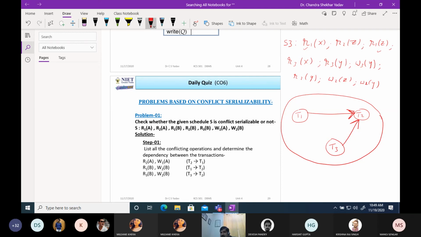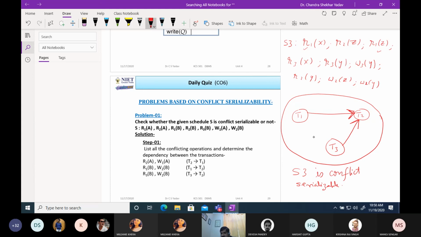See this schedule, and this is the precedence graph of this schedule. Okay. Now there is no cycle in this schedule, in this graph. So S3 is conflict serializable. Okay.